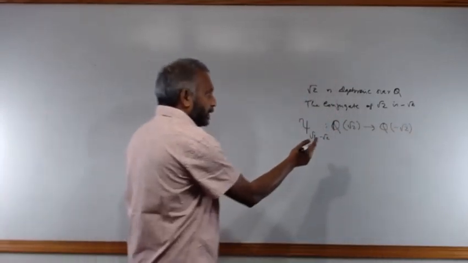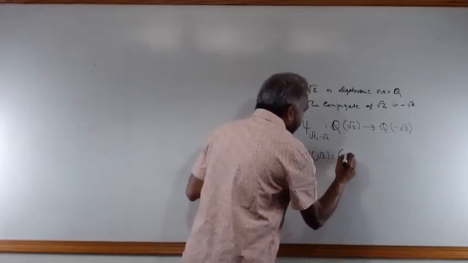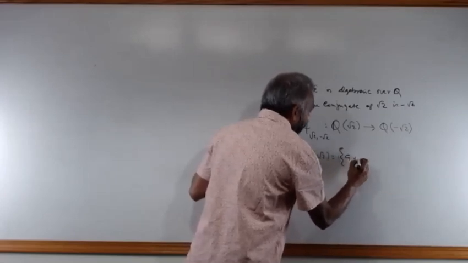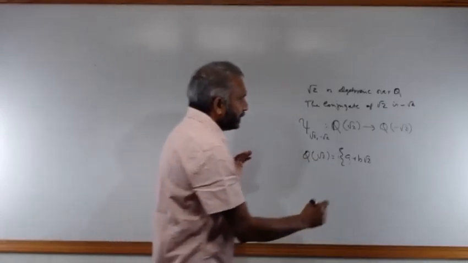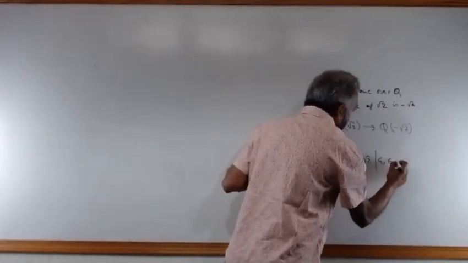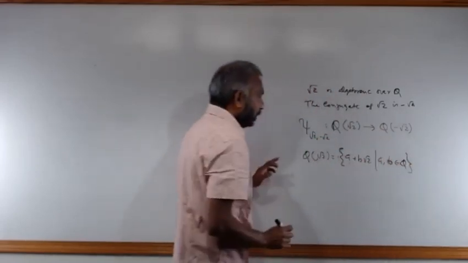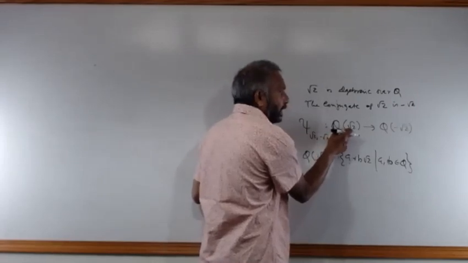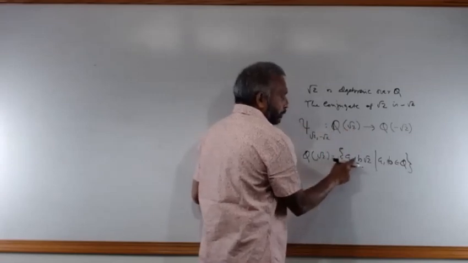And what are the elements of Q root 2? Q root 2 is equal to a plus b root 2 such that a and b are rational numbers. Because the irreducible polynomial of root 2 is of degree 2, x square minus 2. So the simple extension has to be like this.